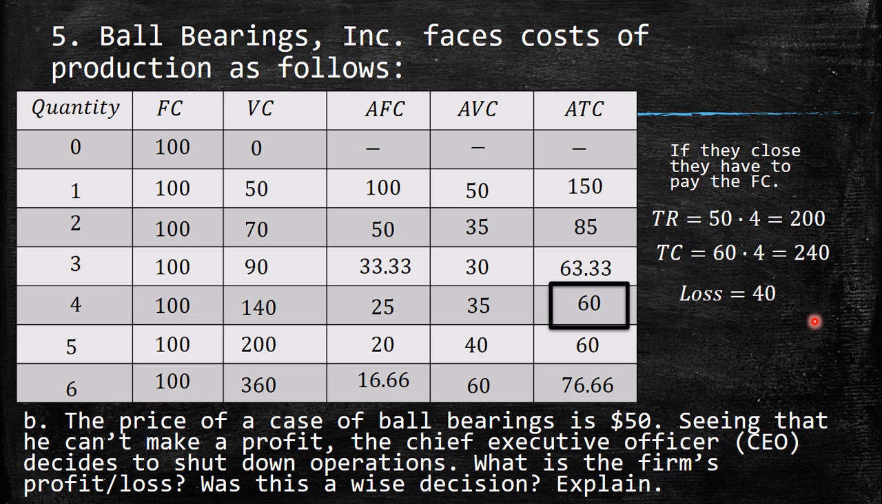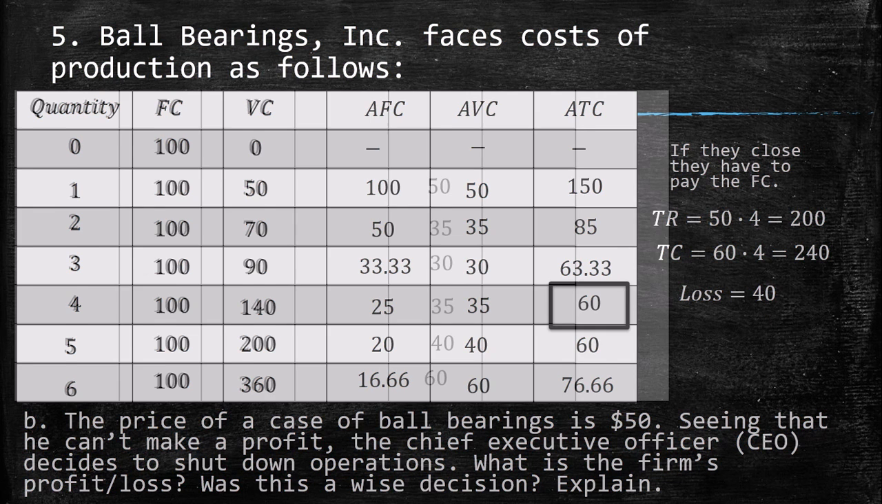Then this CEO said that it's better to shut down the operation. I would say no, because when you shut down the operation in the short run, because we have fixed costs, they need to pay 100, which is much worse than this loss of just $40. So it's better to stay in the market and have a loss of 40 instead of shutting down and having a loss of 100.